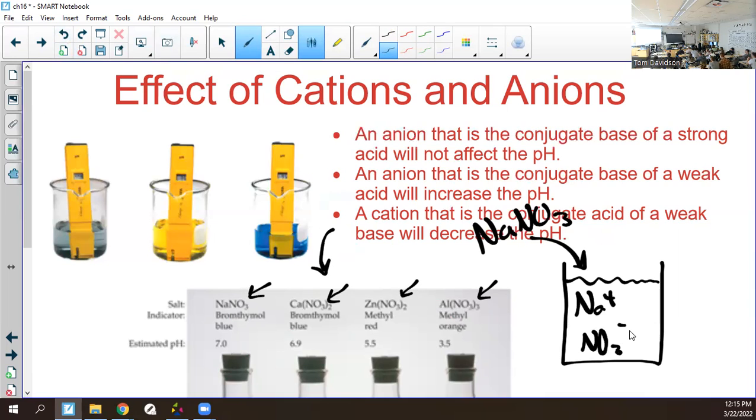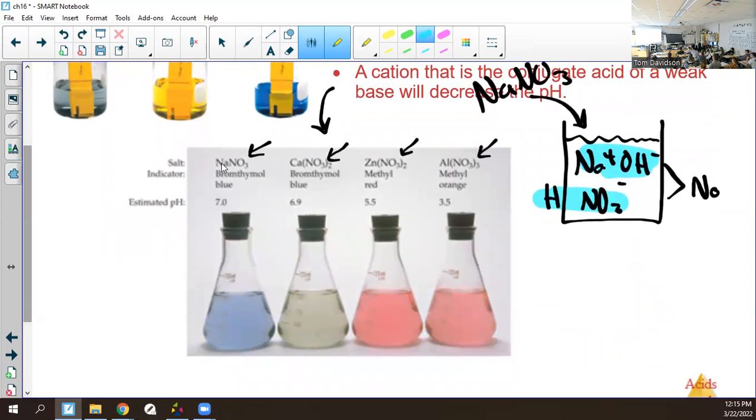You okay with that? Now, what we care about here is the secondary reaction, and that is, does Na plus grab OH minus, and does NO3 minus grab H plus? And the answer to both of these are no, because both of these things right here are strong base and strong acid. So in this picture right here, when we add NaNO3, which really we're caring mostly about Na, the pH stays neutral.